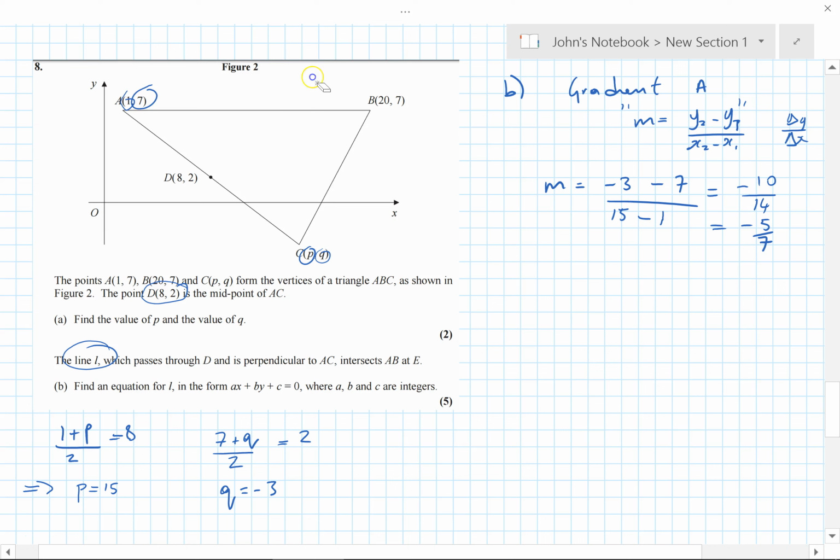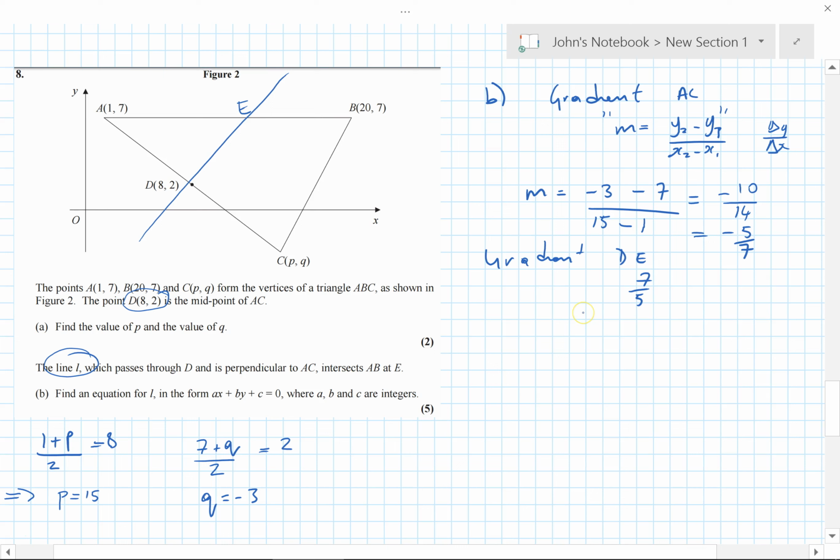Okay, at this point I start thinking, well, I've got a negative gradient, does it look negative? And yes, of course it does, but we don't want the gradient of AC. That tells us that the gradient of DE is the negative reciprocal of that, so that must be 7 over 5. Now we've got everything we need to know. We've got to use point D, which is (8, 2).